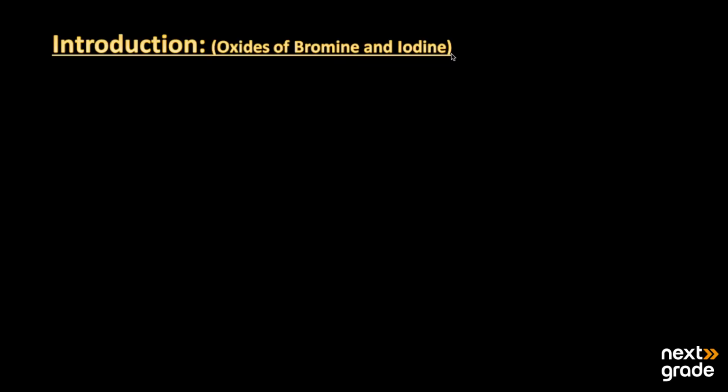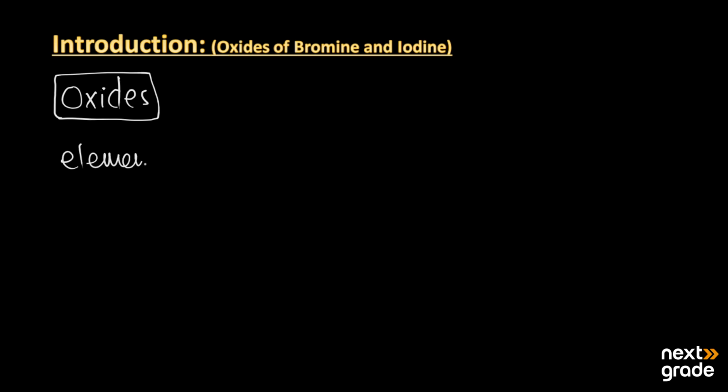So, the topic we are going to discuss here is the oxides of bromine and iodine. Before the start of this topic, you must know what the word oxides means. Basically, oxides are compounds formed when any element reacts with oxygen. The resulting product that it forms is called its oxide.